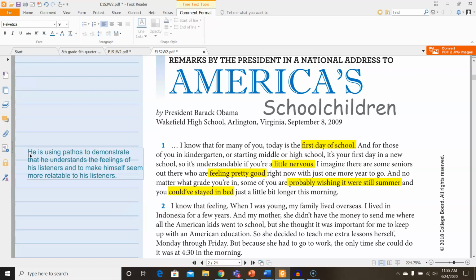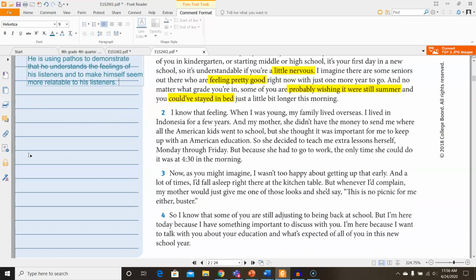So when a speaker makes themselves seem relatable to a listener, their goal is for you to already feel like they're a friend of yours, so you're more likely to agree with what they have to say. Okay? So keep that in mind as we continue to read. I know that feeling. See, that's what I was just saying.